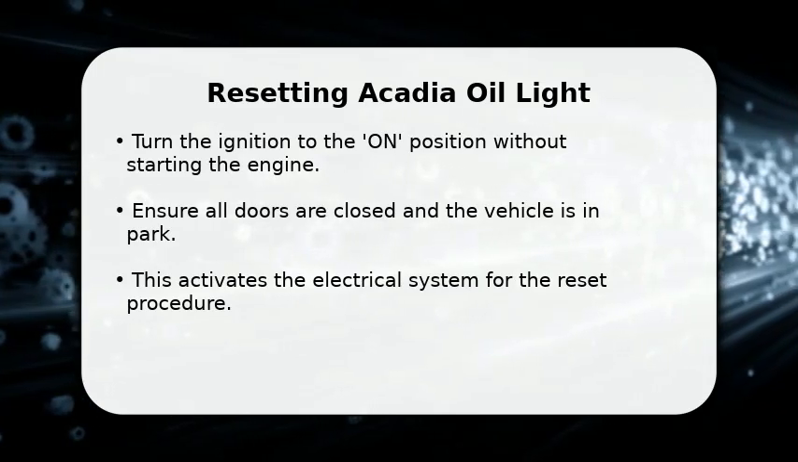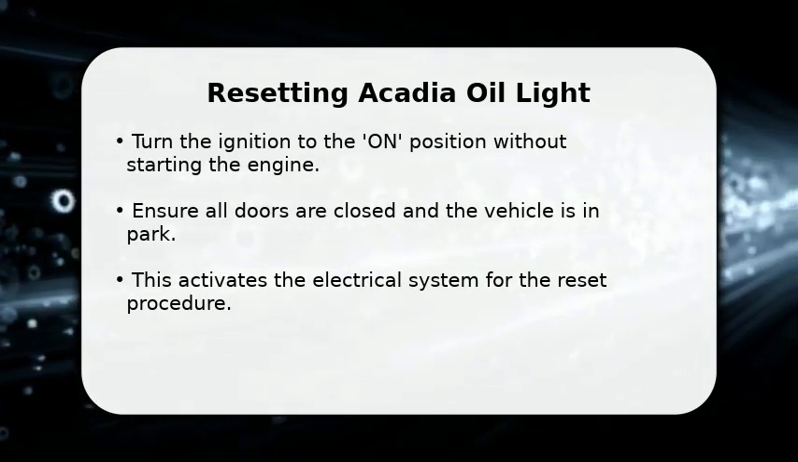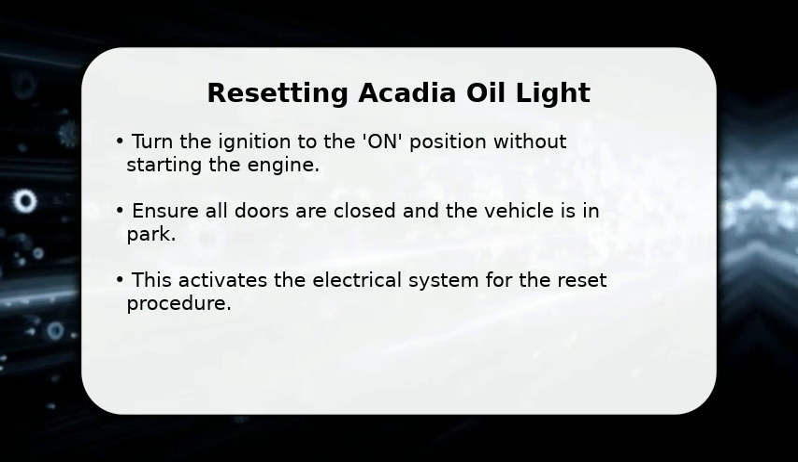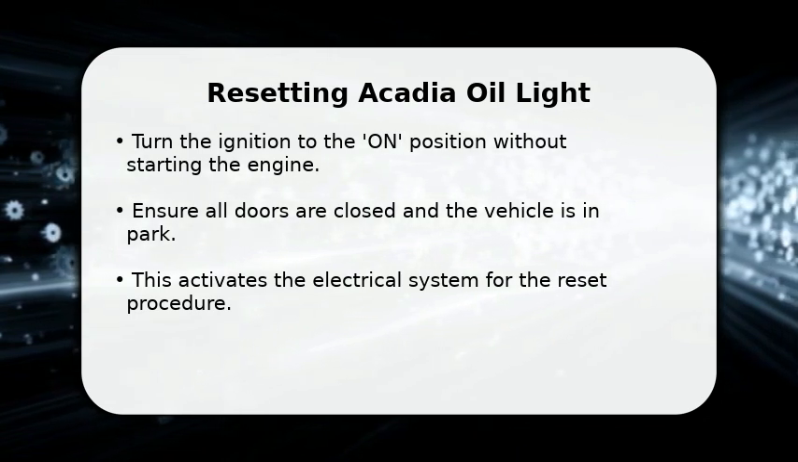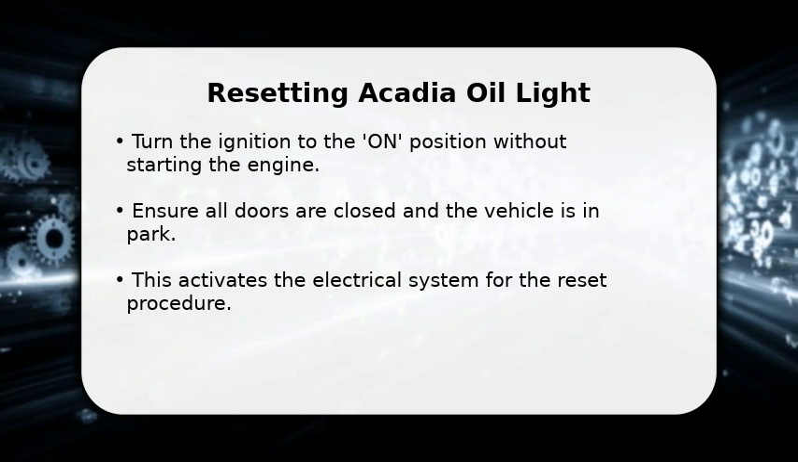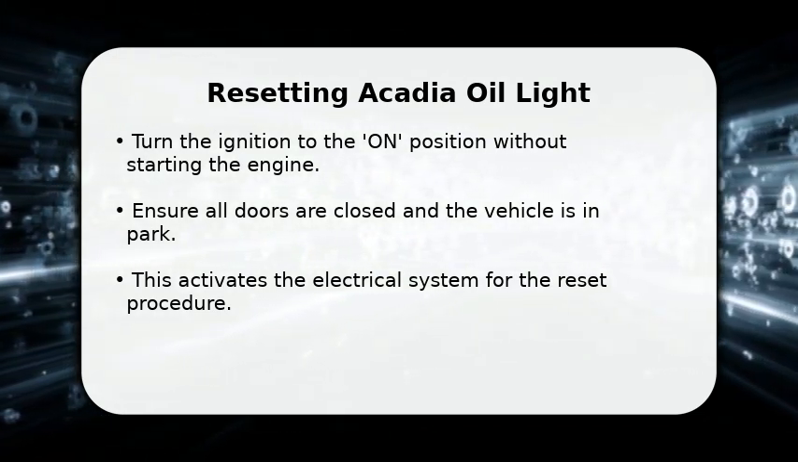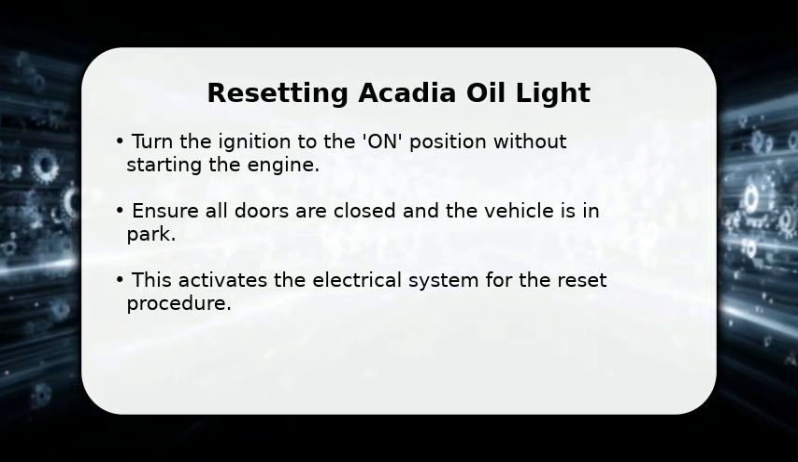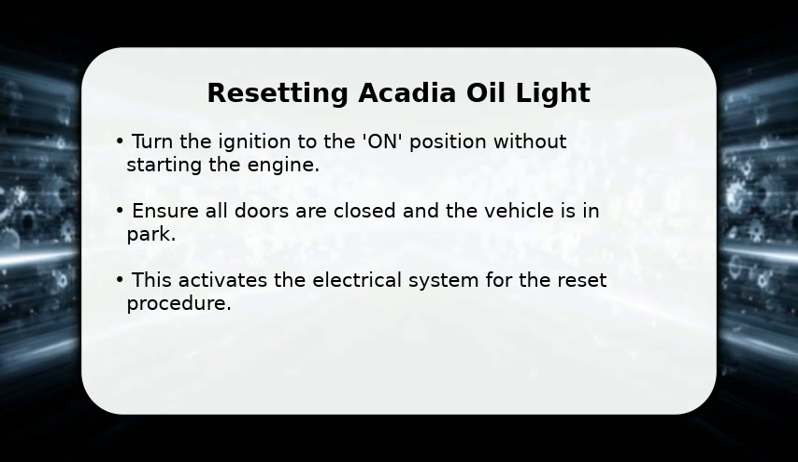In this video, I will explain how to reset your GMC Acadia oil light. First, get into your vehicle and turn the ignition to the on position, but do not start the engine. This ensures the electrical system is active and ready for the reset procedure. You'll want to make sure all doors are closed and the vehicle is in park for safety. This initial step is crucial for accessing the necessary menu options on your dashboard display.